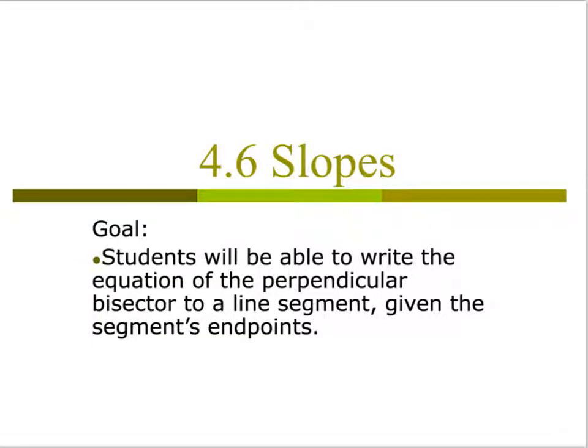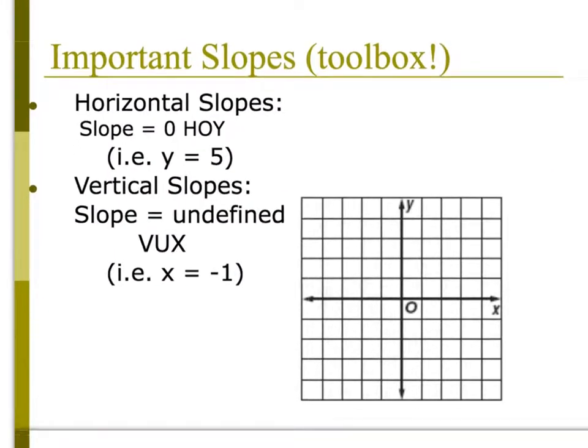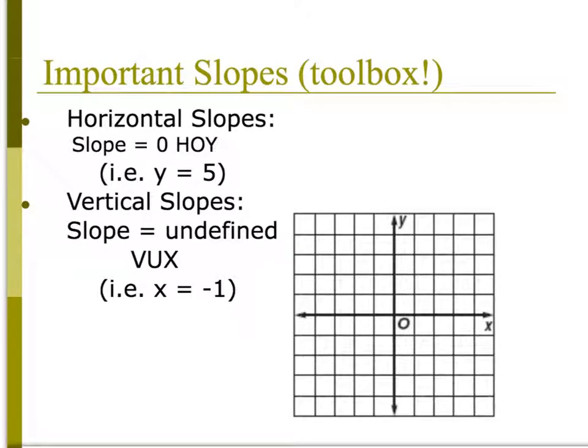Alrighty, ladies and gentlemen, quite the algebra-heavy lesson today. In the context of geometry, of course, we're going to be talking about slopes and doing all sorts of fun things with slopes. That sound good to you? So, important slopes. Don't forget about your horizontal slopes and your vertical slopes, okay? If it's horizontal, that's a y equals equation, like y equals 5. And vertical, that's an x equals equation, like x equals -1, okay?